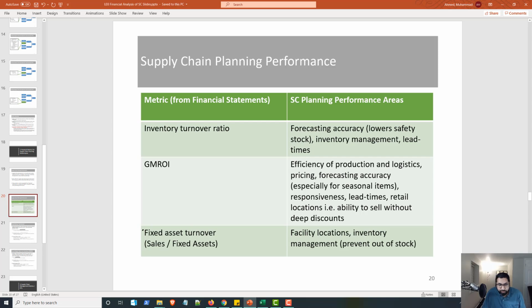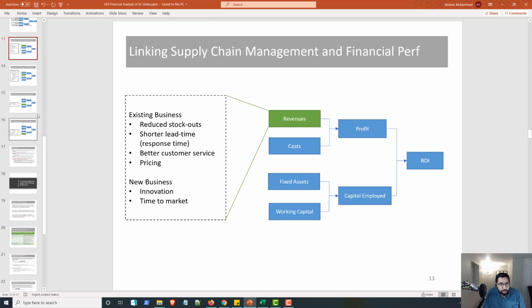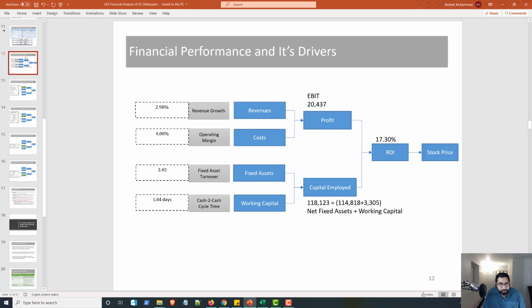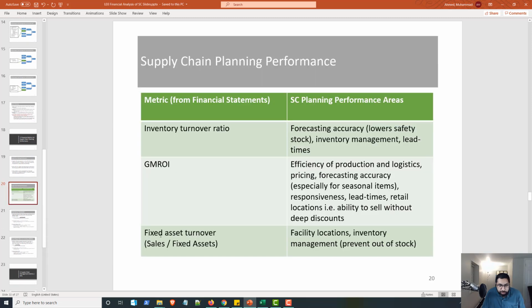One of them we already know: fixed asset turnover, sales over fixed assets. We already studied that. We already computed that for Walmart, so you can see it right here, right? Walmart's fixed asset turnover is 3.45, and so we already know that. So that actually reflects good planning. Why? Because this ratio is impacted by facility locations and by inventory management.